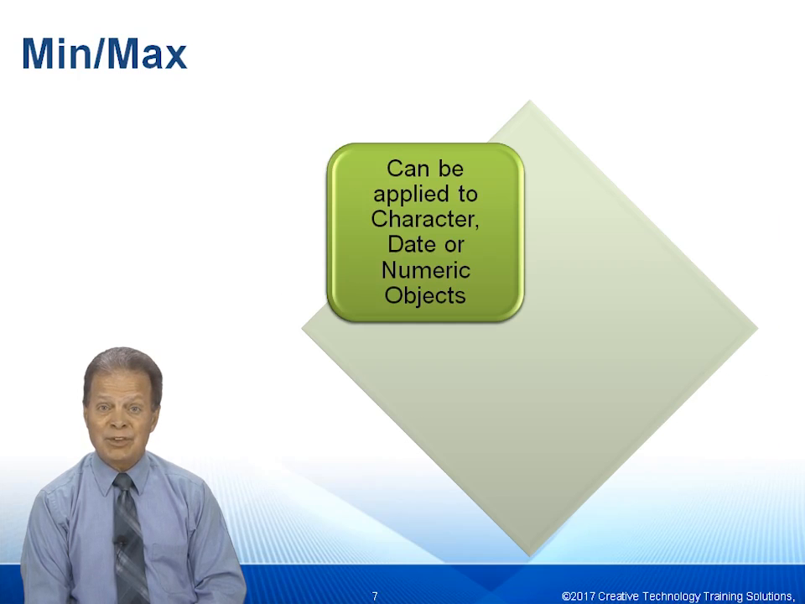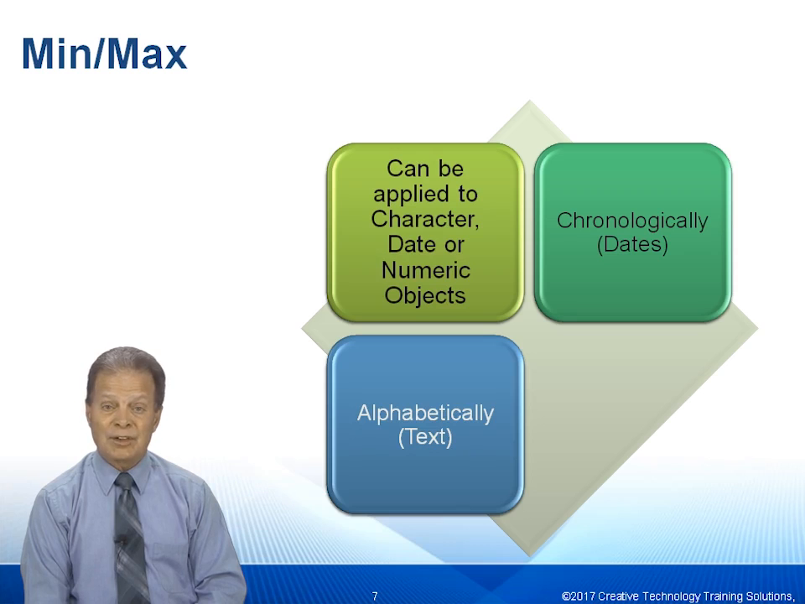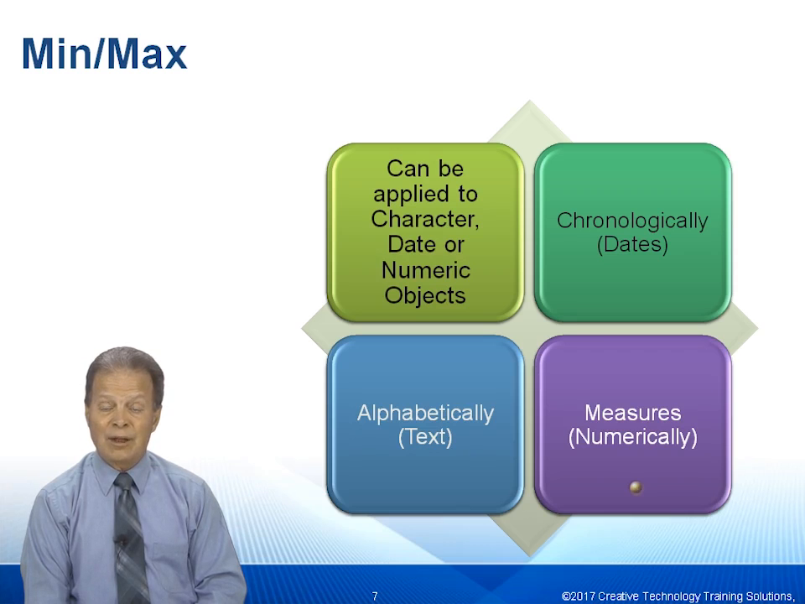Min and max can be used on any type of object, whether it's a dimension or a measure, and it will work correctly, so you have to think about what would be the best use of a min or max based on the particular column and what you're trying to pull out. It works chronologically for dates as well. It works alphabetically for text, and for measures it works numerically.